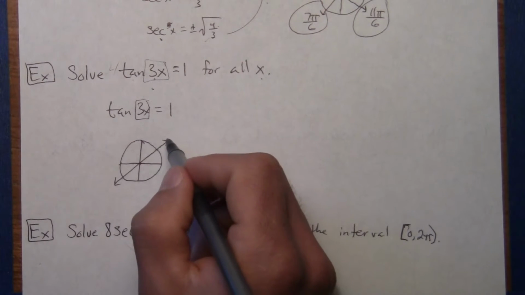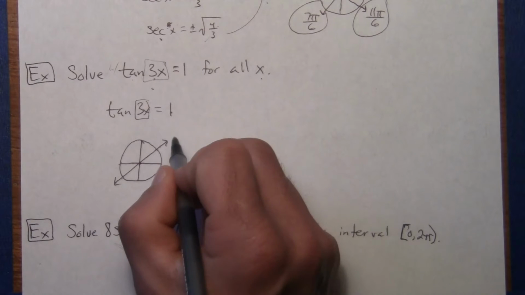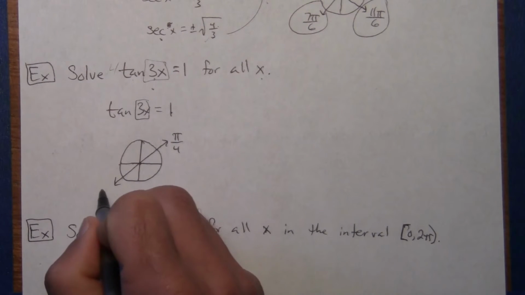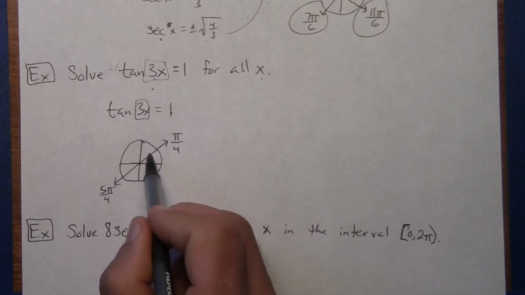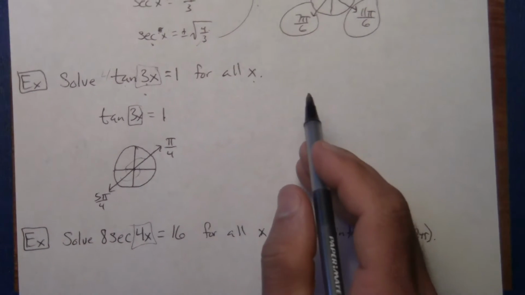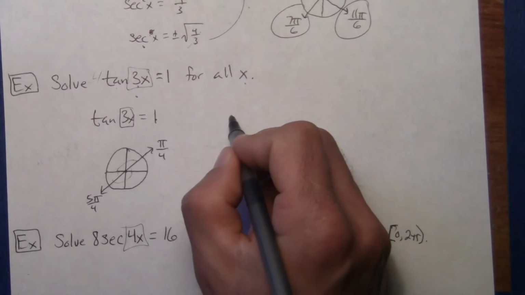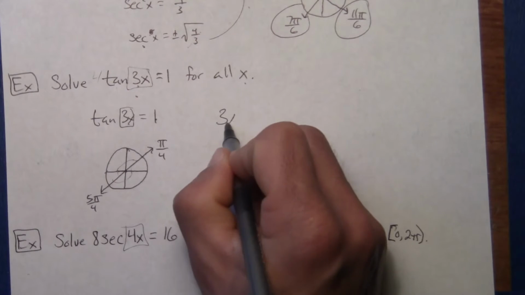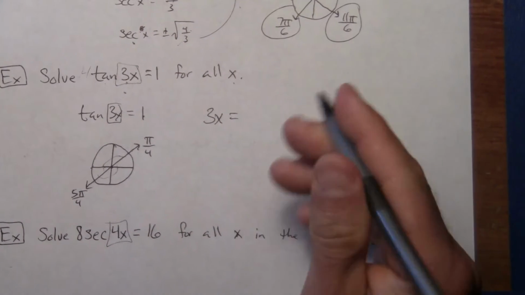And I know that the x and y values have to be exactly the same to get 1, so I know that this is a 45-degree reference angle. And so I am looking at pi over 4 and 5 pi over 4. Now those are evenly spaced, so I can write one equation. I would normally say x is equal to, but this isn't x, it's actually 3x is equal to.